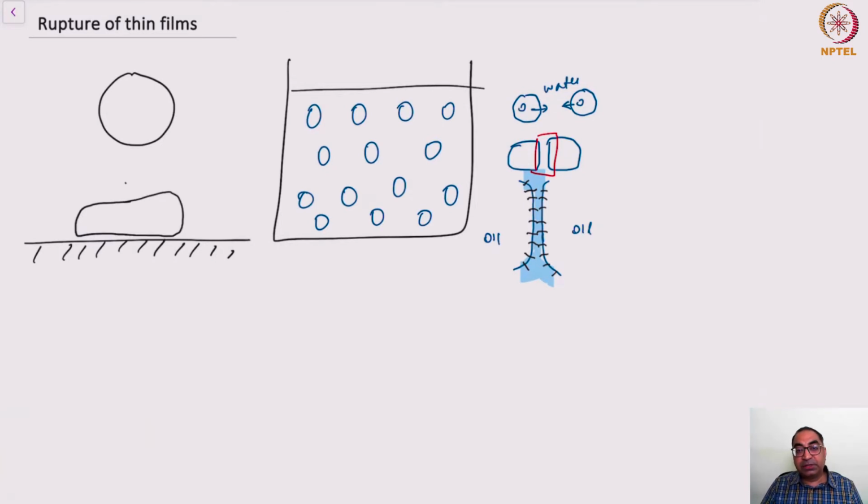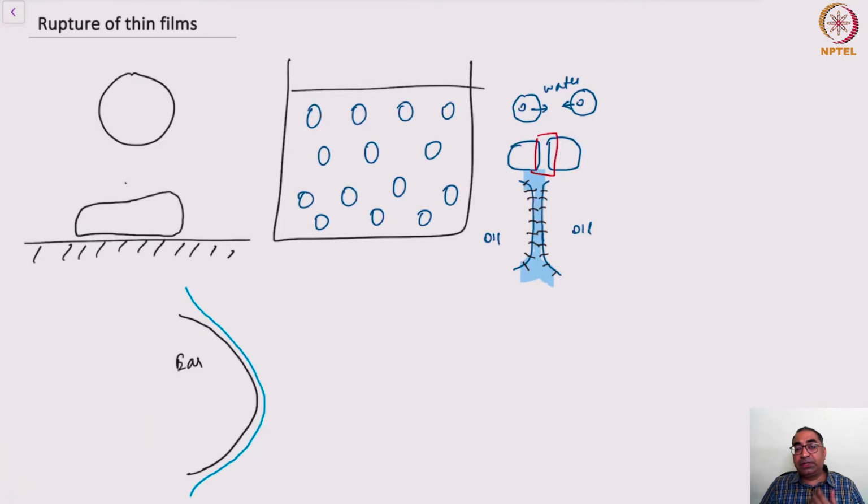You also encounter rupture of thin films in other biological systems, such as rupture of tear films. Here I'm drawing a simple sketch of the eye. This is your eye, and on this eye we have a thin tear film. This tear film is formed every time we blink our eye.